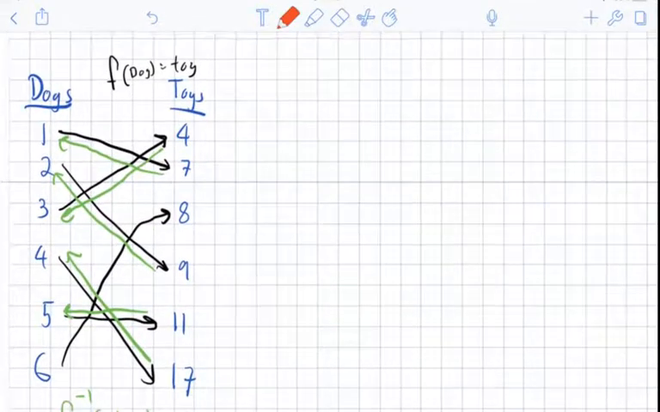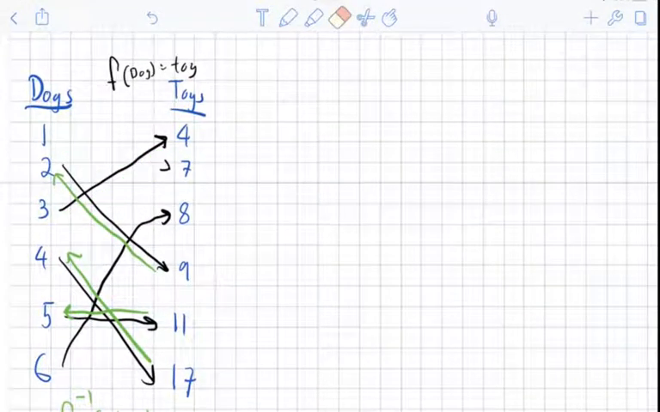Oh, I forgot to get rid of these green arrows. Oh, jeez.